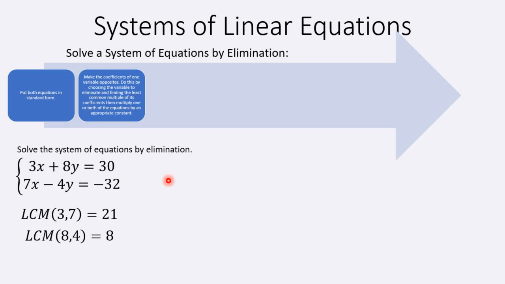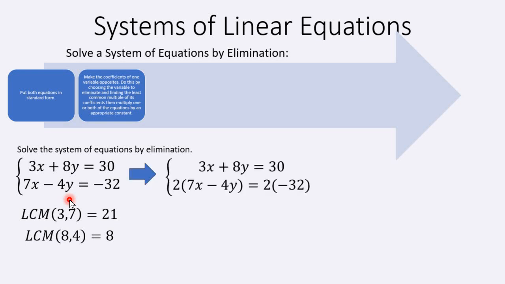So what I need to do is get one of these coefficients of y to be positive 8, which is lucky because one of them is already positive 8. But the other one then would need to be negative 8. I just need to figure out what I need to multiply one or both of the equations by in order to get one to be positive 8, the other one to be negative 8. In order to get the bottom one to be negative 8, I just have to multiply by positive 2. So I multiply both sides by positive 2.